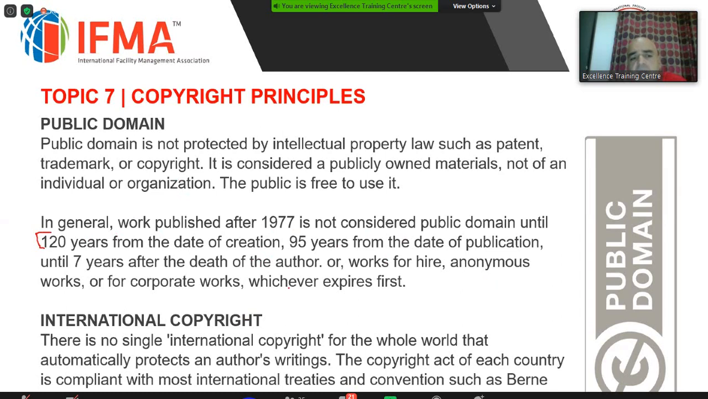International copyright, there is no single international copyright. So there is no place where you can go and register something and say that this is original content and it applies to the whole world. It doesn't work like that.